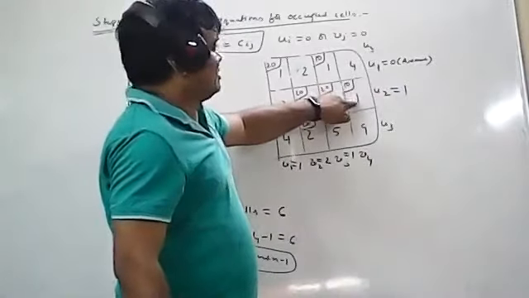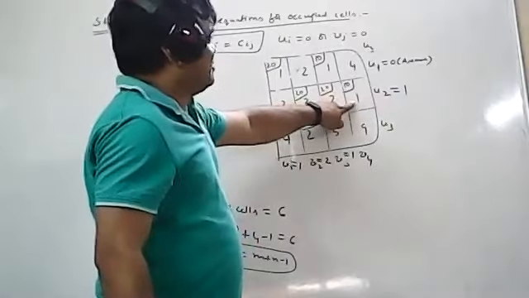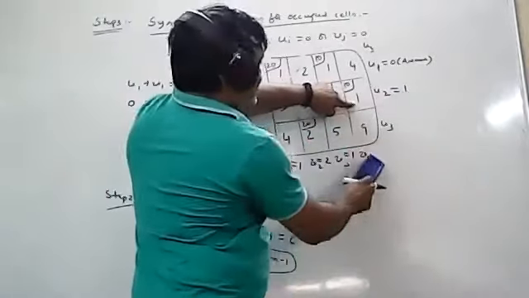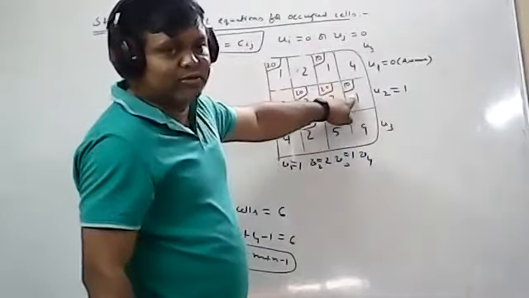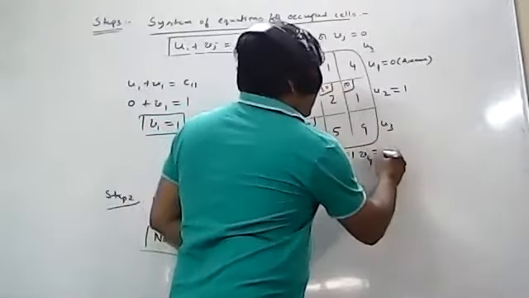Now this is also an occupied cell, which means you can apply the formula. 1 plus V4 equals 1. So V4 equals 1 minus 1, which is 0.